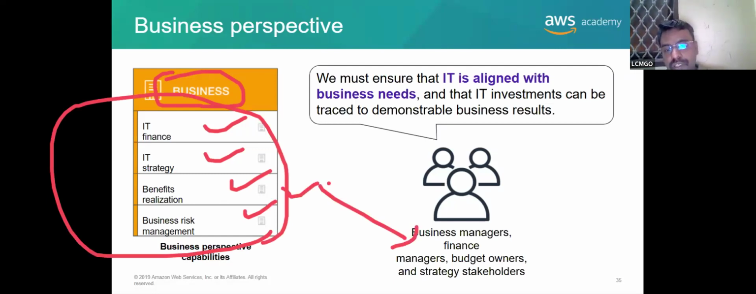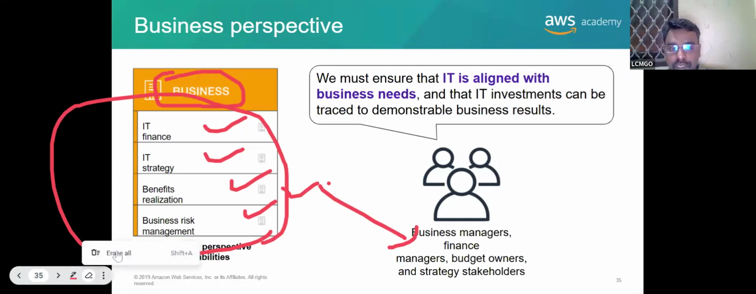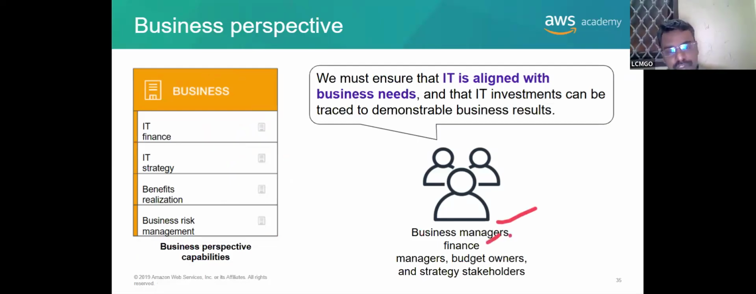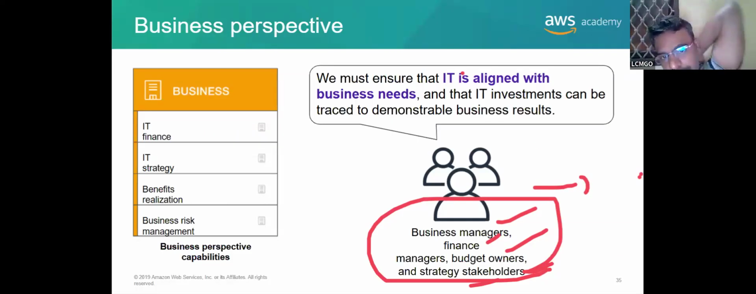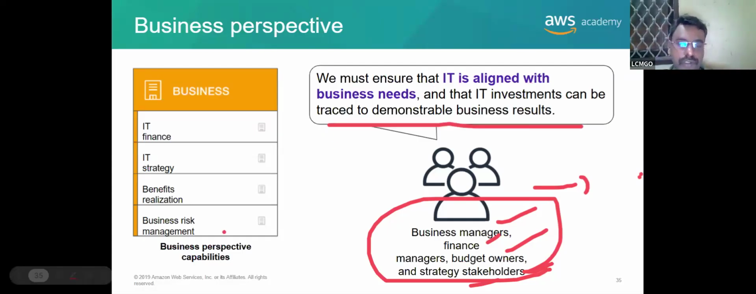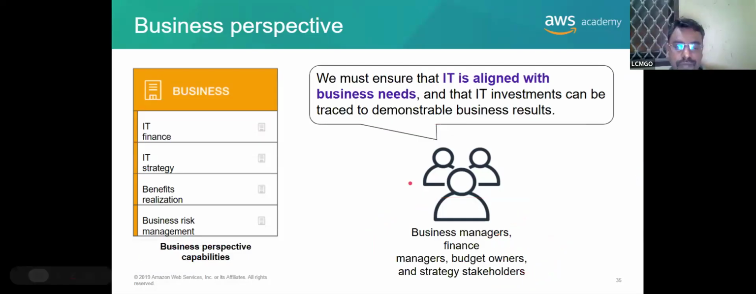Now who are all the stakeholders involved in this? Business managers, finance managers, budget owners, and strategy stakeholders. All these are the stakeholders who will be involved in this meeting. Mainly they will ensure that IT is aligned with the business needs, and the IT investments can be traced to demonstrate business results. For example, IT investment. What is this IT investment?